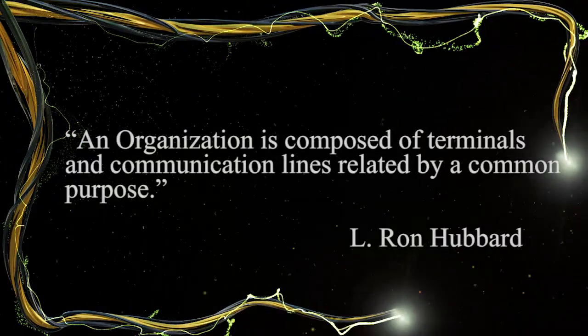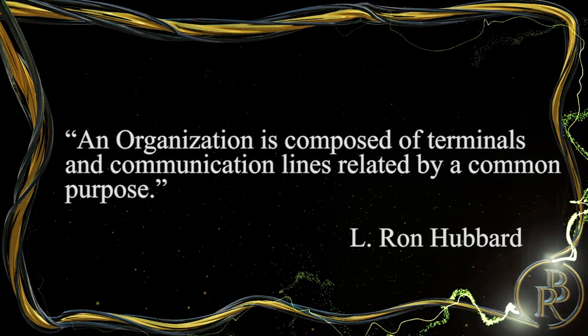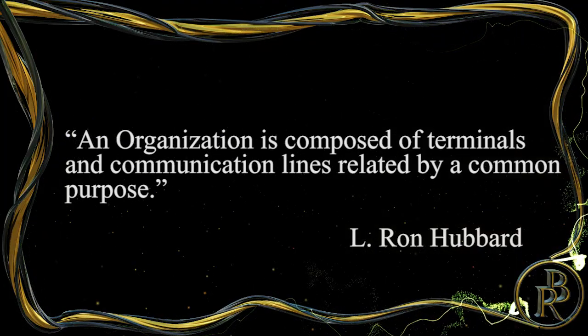After the Organising Board chapter, I hope that you have a very integrated, all-embracive concept of how a group interacts. Well, all right. Now let's define one more concept having to do with an organisation, one that has to do with the communication system. An organisation is composed of terminals and communication lines related by a common purpose.